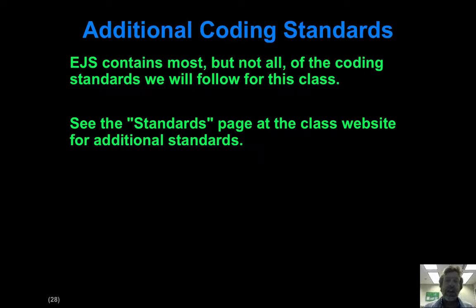Okay. The Elements of Java Style, EJS, contains most but not all of the coding standards that we're going to follow in this class. I've got one additional page on the website which has a few additional things that we want to do for this class, and then we get into things like Robocode. There'll be a few other things. So depending on the application, there'll be some additional coding standards just to keep us all writing code that's maximally easy for other people to read, extend and maintain.